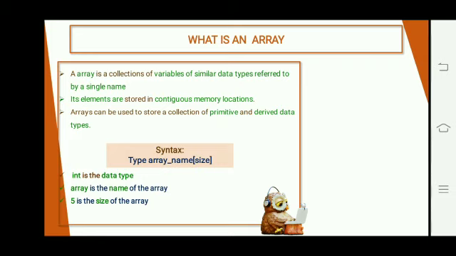So let's see what an array is. The definition of an array is: an array is a collection of variables of similar data types referred to by a single name. Its elements are stored in contiguous memory locations, that is, in continuous memory locations. Arrays can be used to store a collection of primitive data types as well as derived data types.